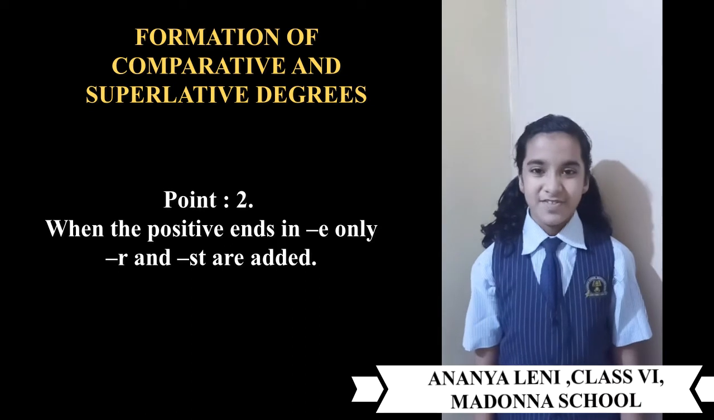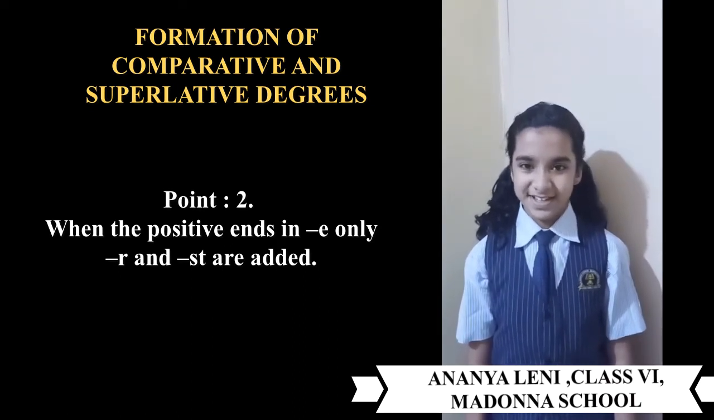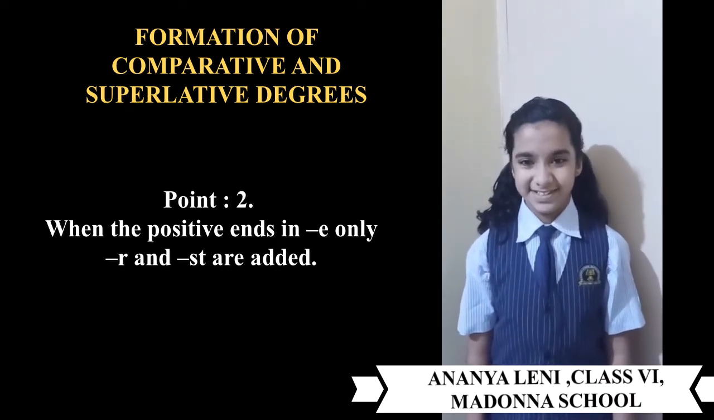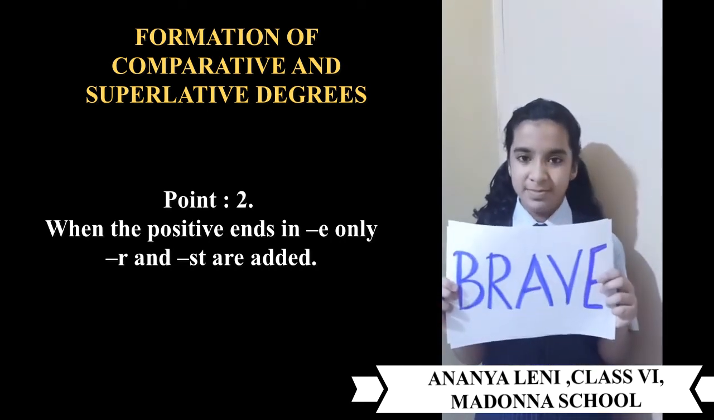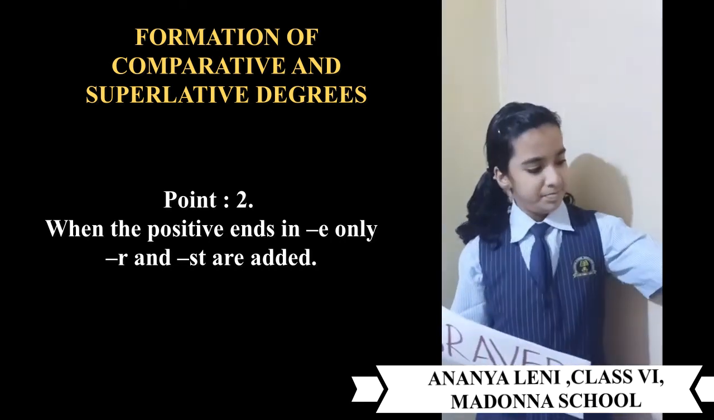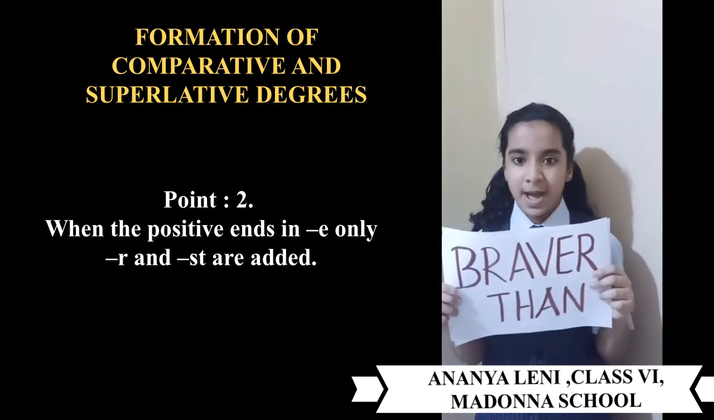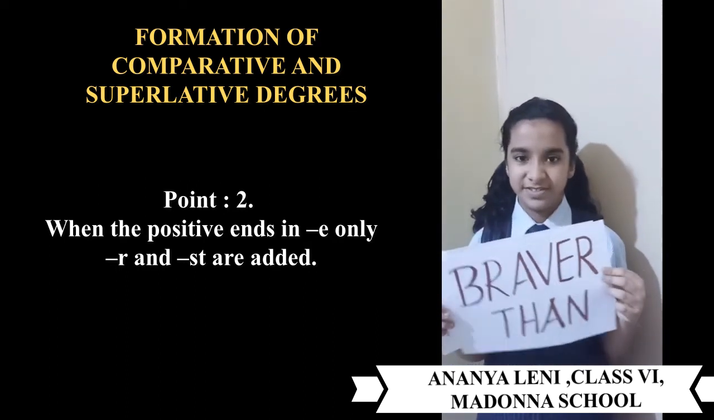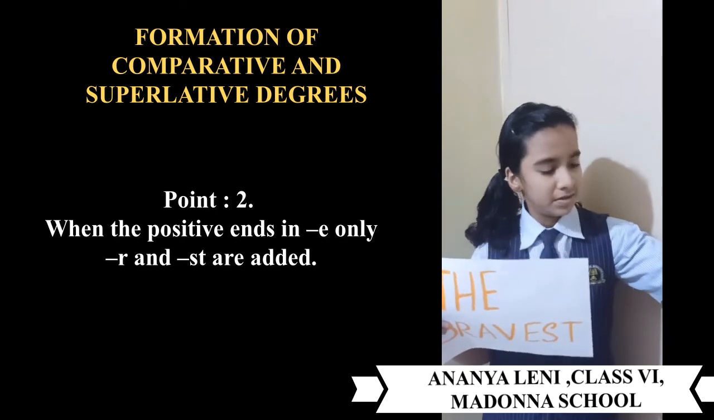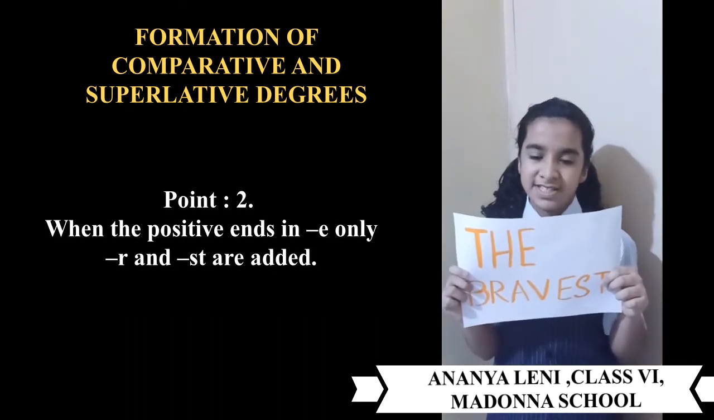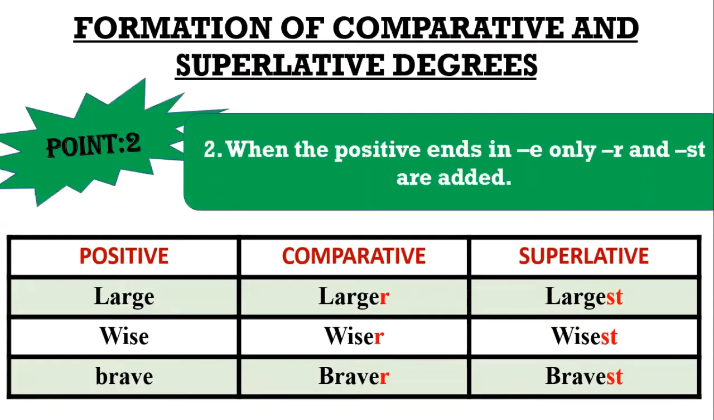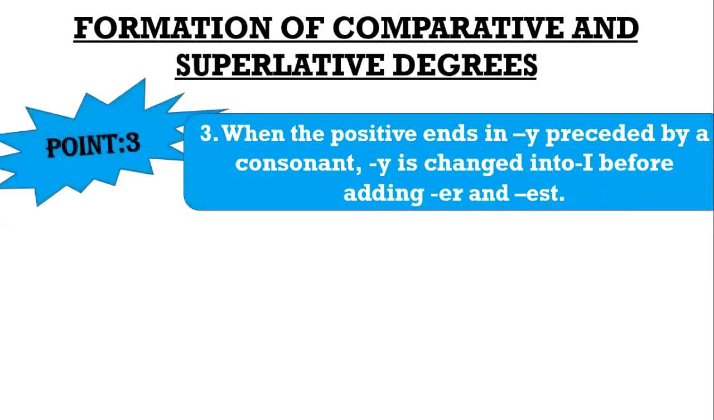Point 2. When a positive degree ends in E, only R and ST are added. For example, positive degree, I'm a brave girl. Comparative degree, I'm braver than my sister. Superlative degree, I'm the bravest among my sisters. Thank you, Ananya. Now let's move to the third point.